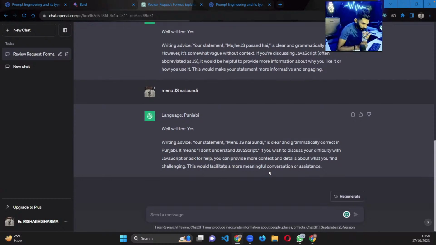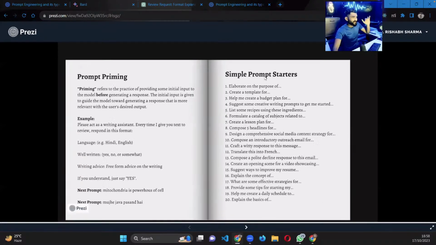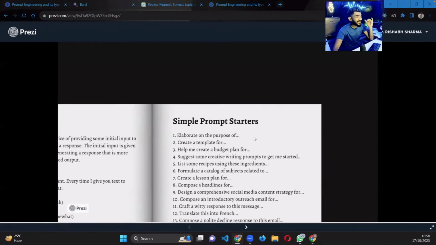You can switch to a new line by pressing Shift plus Enter, right? Okay, yeah. So let's move further. Right? Let's move further.